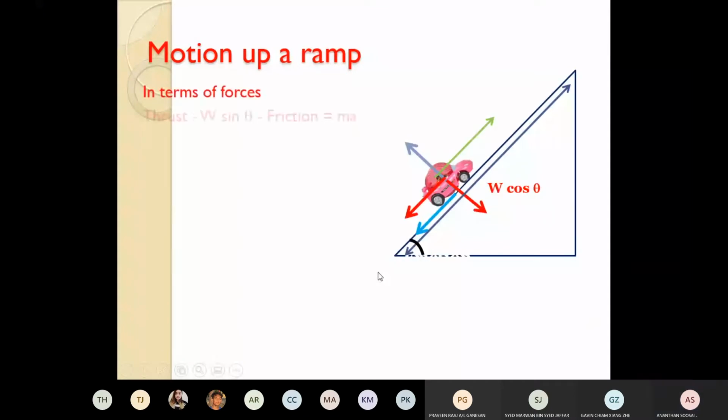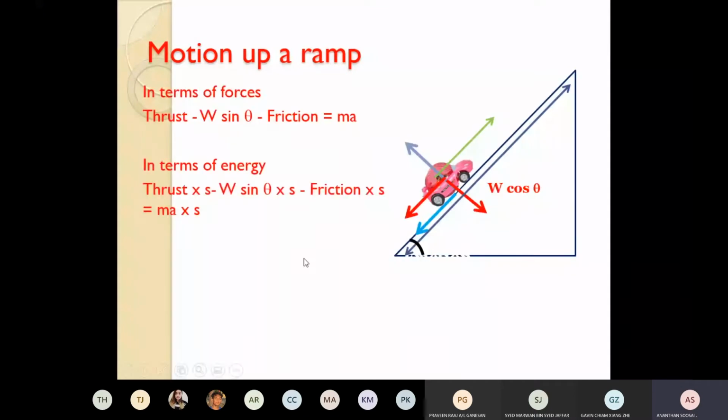Okay. So if you want to be in terms of energy, all the forces here are just multiplied by the displacement. Which displacement? The displacement going up. Let's say it goes up a distance of s. The s is the distance traveled along the plane, going up. Imagine the car is moving up by s. So work done by the thrust is thrust times s.